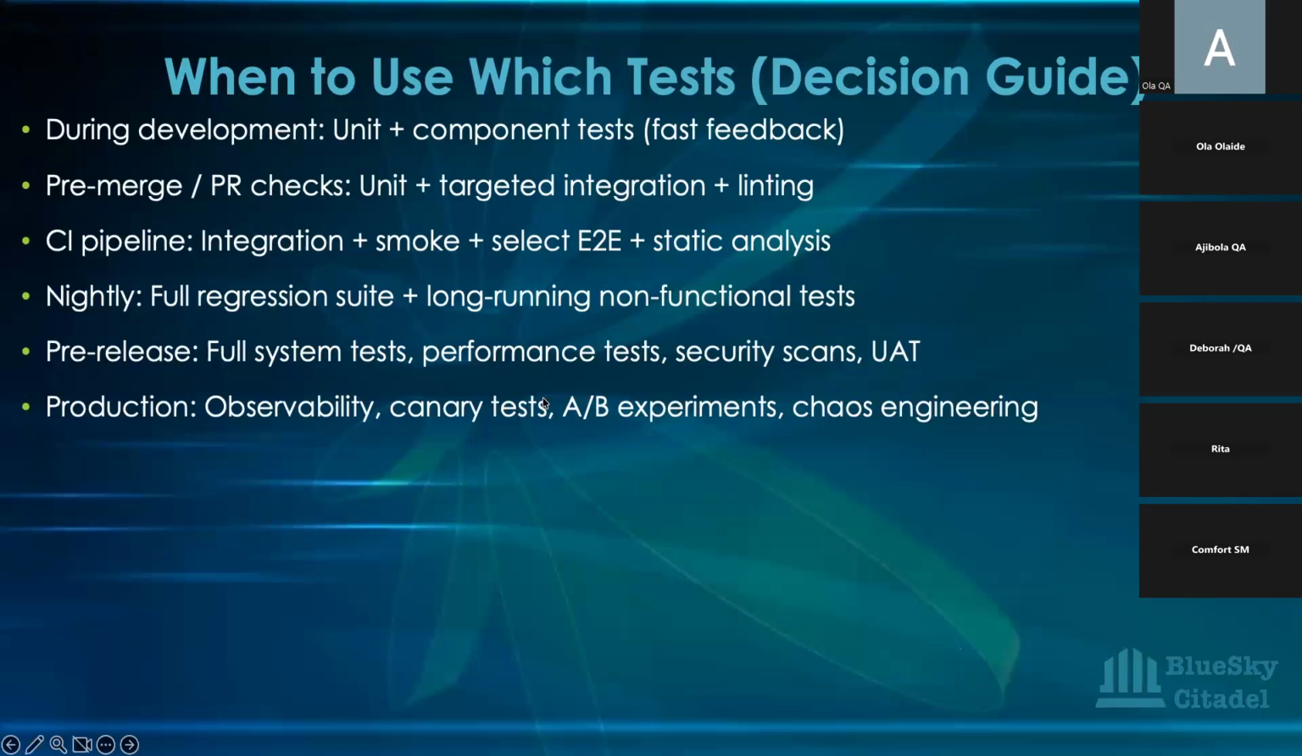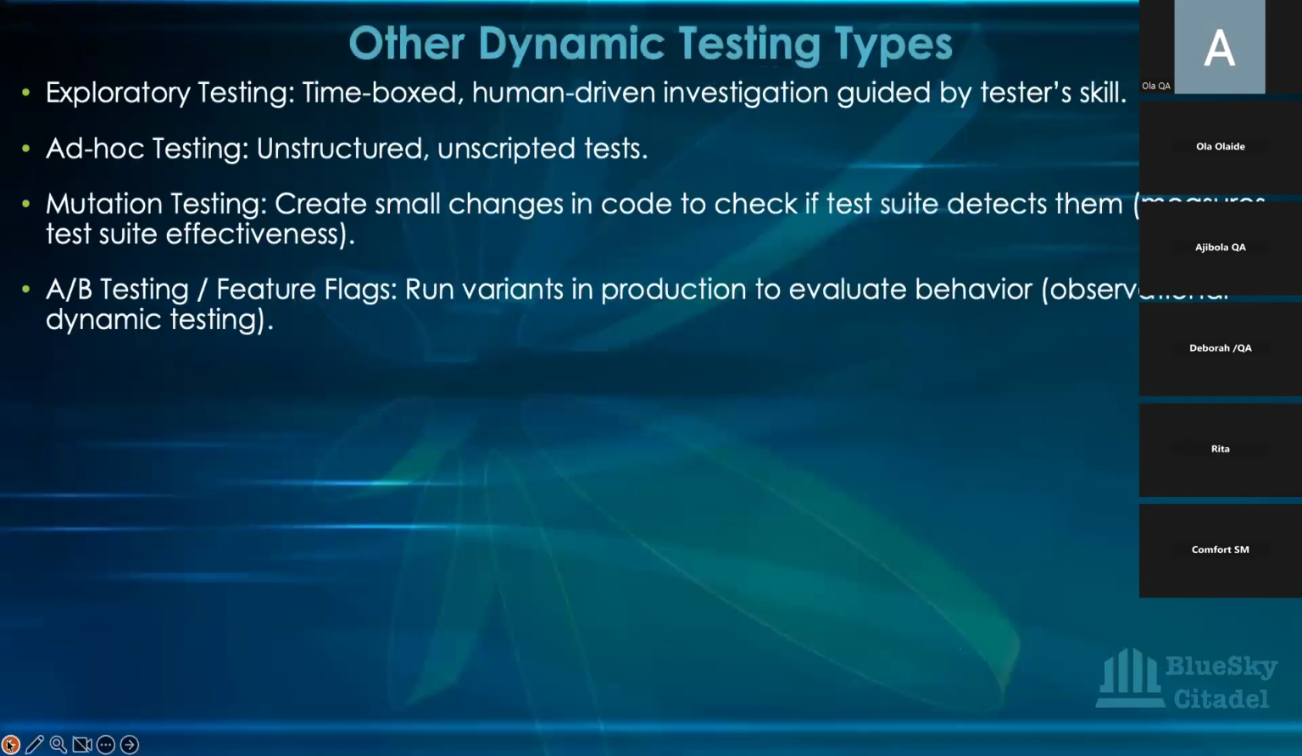Another one is going to be pre-release, right? When we're in the pre-release stage, we do the full system test, the performance test, and the security scan with UAT. And in production, we do observability testing, we do canary testing, we do A/B testing, and we can do chaos engineering, which is already done. Our focus is going to be on the pre-release.